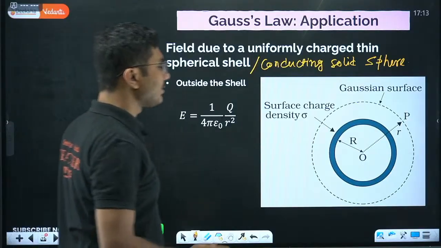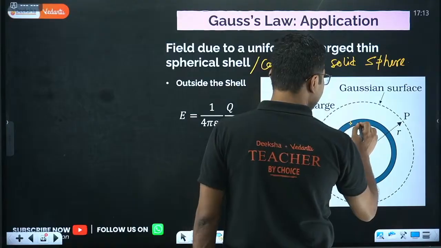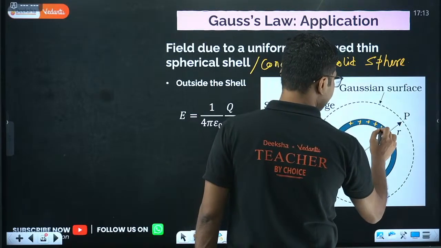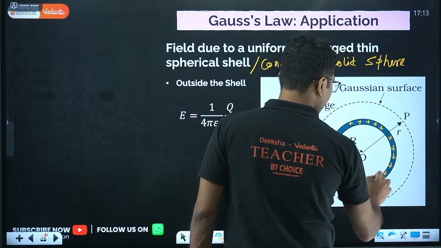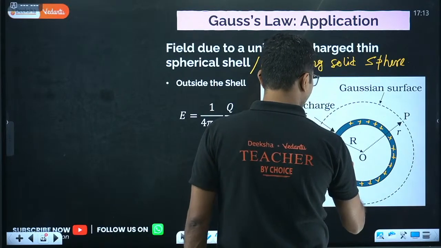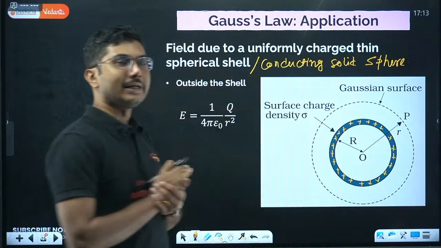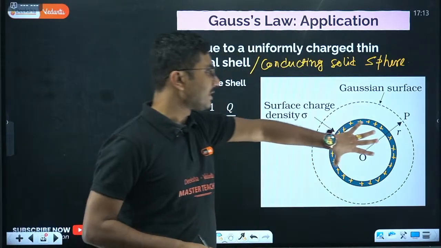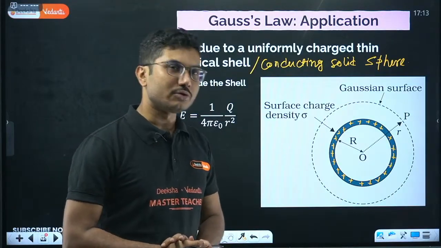Now when you charge this shell, obviously because it's a shell, all the charges will stay on the surface, within this zone only. Now how to find the electric field? Because the shape is spherical, the Gaussian surface that we have to consider will also be spherical.